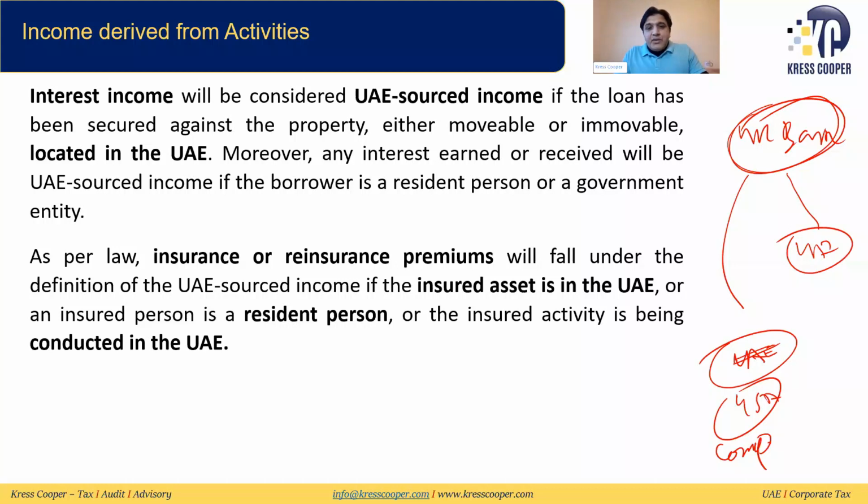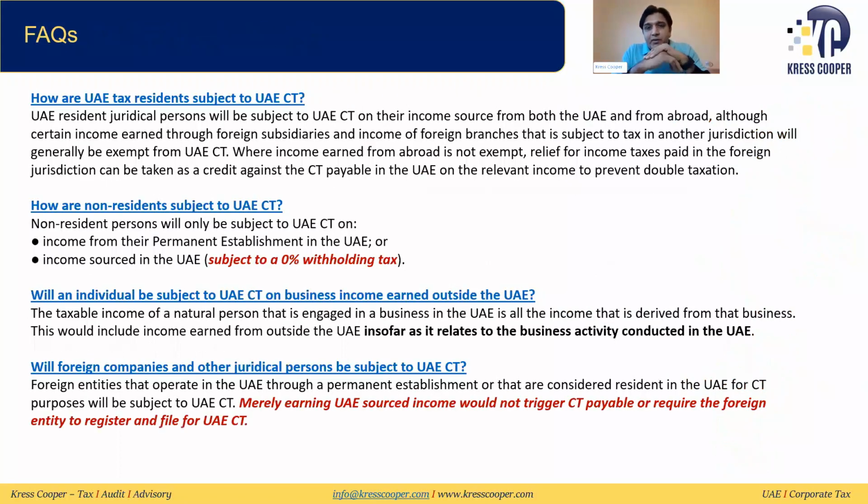Then the insurance and reinsurance premium fall under the definition of UAE sourced income as well. If the insured asset is in the UAE, it doesn't matter where the insurer is or where the insured party is; if the asset being insured is in the UAE, it will be assumed this is UAE sourced income. Or if the insured person is a resident person, or the insured activity is being conducted in the UAE, it will be assumed this is UAE sourced income. So this is a frequently asked question.